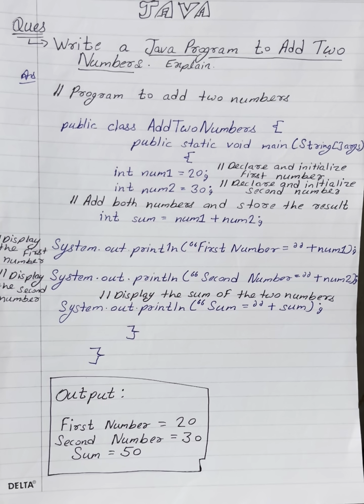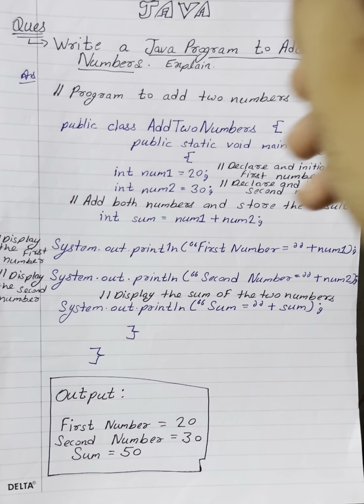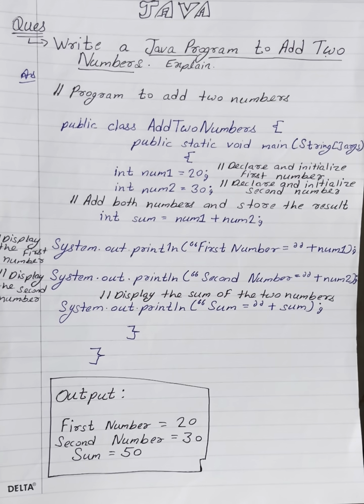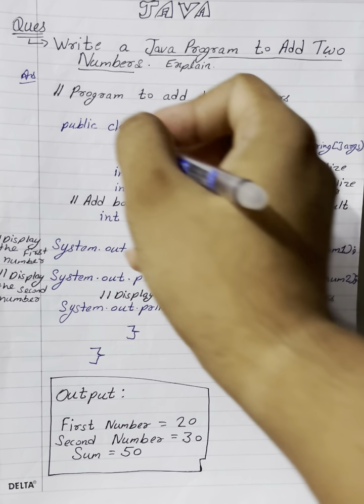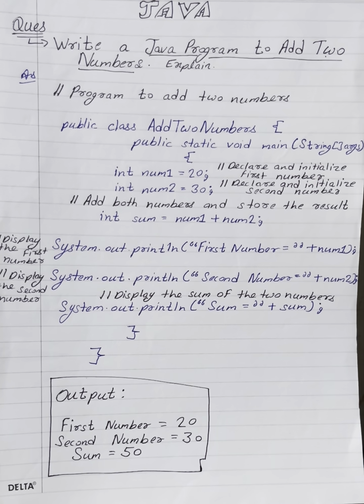So guys, this Java program is designed to add two numbers, as you know, and like every Java program it begins by creating a class which is named AddTwoNumbers. And as you know, a class acts as a container that holds all the code required for the program, such as variables and methods. And inside the class we define the main method, which is the entry point of the program.